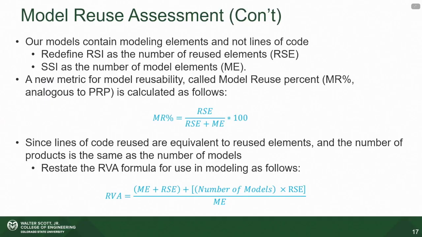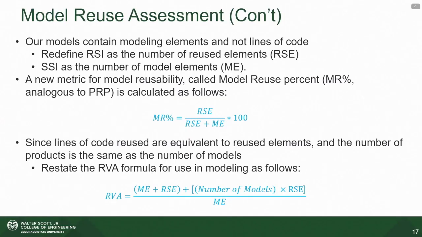Since these particular models consist of modeling elements rather than lines of code, we redefine the traditional reuse metrics to better align with the MBSE environment. Specifically, we redefine RSI as reused elements, or RSE, and SSI as model elements, or ME. This allows us to introduce a new MBSE-appropriate metric called the model reuse percent, or MR%, which is analogous to the traditional PRP, and is calculated using these updated terms.